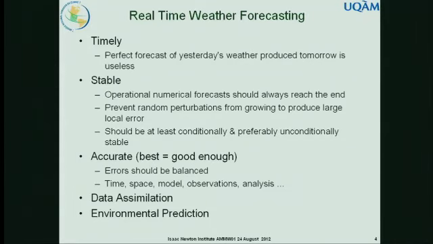So a word about real-time weather forecasting. First of all, it has to come quickly enough, because the perfect forecast of yesterday's weather, especially if it's produced tomorrow, is completely useless. It has to be stable, because you don't want to wake up the operator in the middle of the night saying, well, the run blew up, what do I do? So operational numerical forecasts should always reach the end. We don't want random perturbations to eventually develop into a blow up or a large local error. So it should be at least conditionally and preferably unconditionally stable.